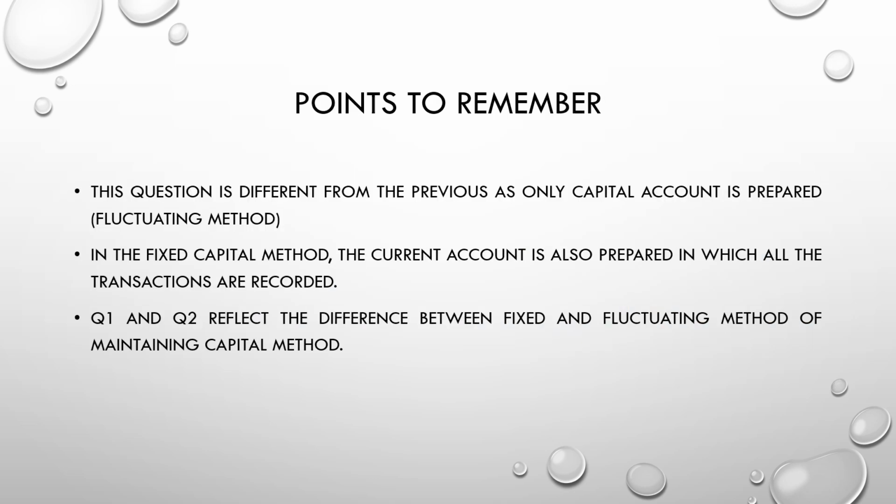There are a few points you have to remember whenever you are doing these kinds of questions. This question is different from the previous one because only the capital account is prepared. In the first question we prepared the current account as well as the capital account, because this question says that they are following the fluctuating method. In the fixed capital method, the current account is also prepared, which I already told you. Question 1 and question 2 reflect the difference between the fixed and fluctuating methods of maintaining capital accounts.